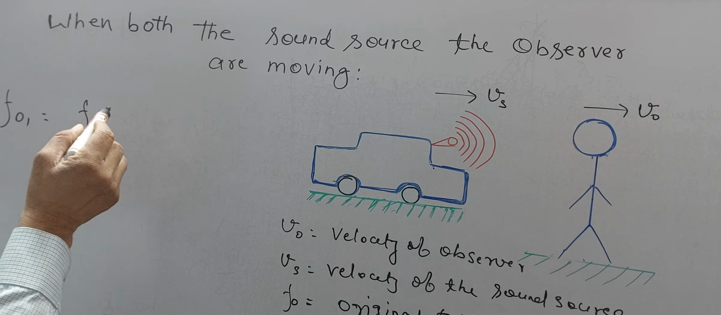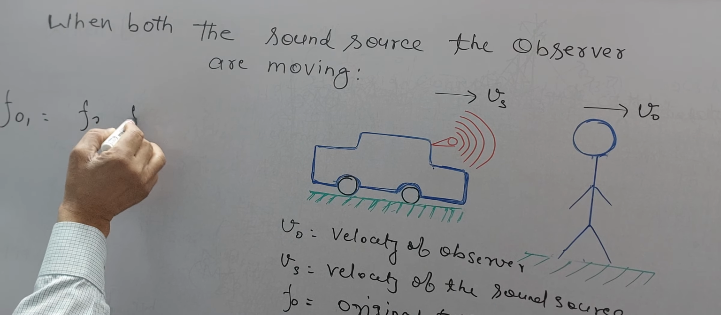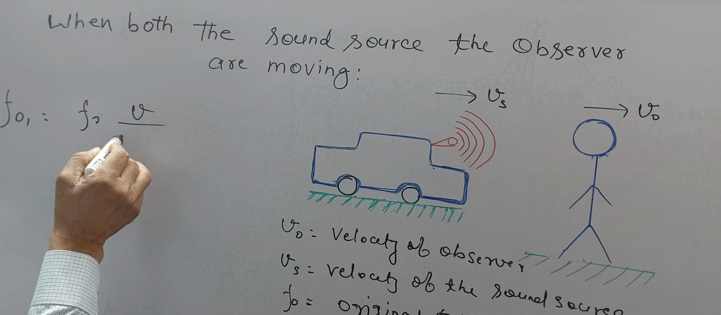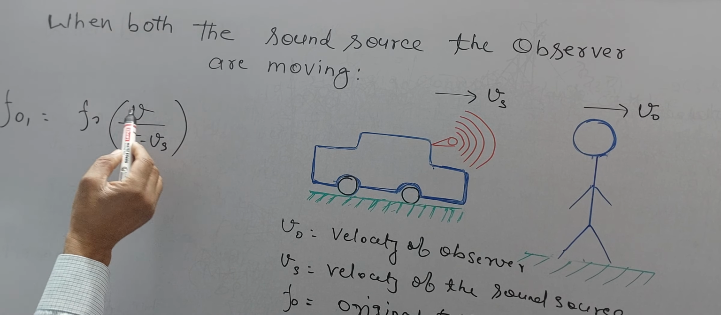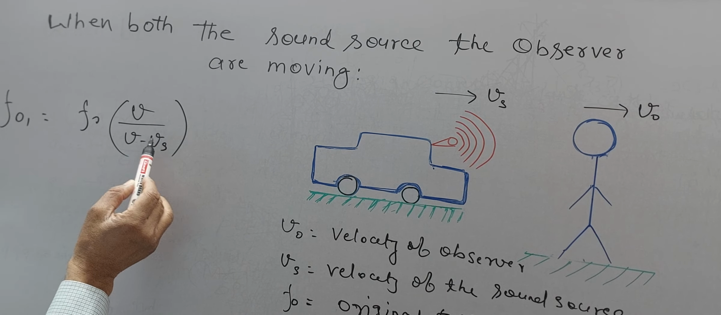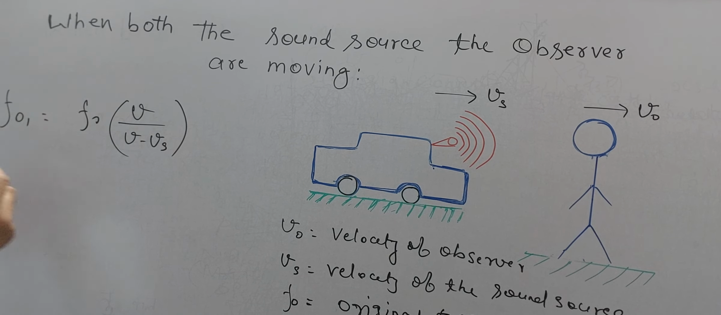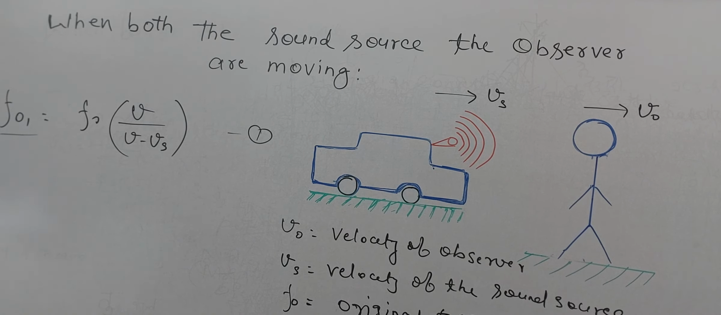Therefore the multiple of FO should be greater than 1. So we can write FO, because this is the sound source, and for the sound source our denominator will change to V minus Vs. You can see this is our numerator and this is our denominator. So this factor is greater than 1. That's why our apparent frequency will be greater than FO, the original frequency. This will be our equation number one.